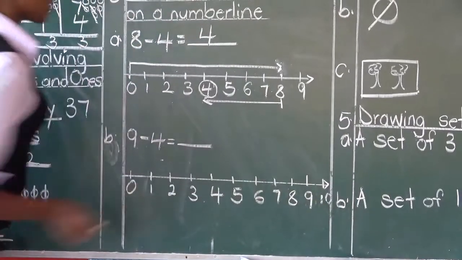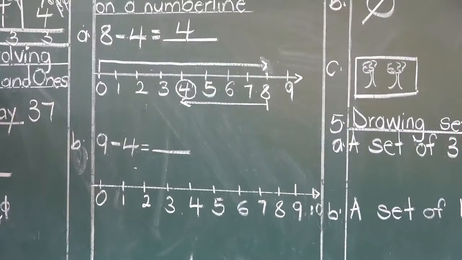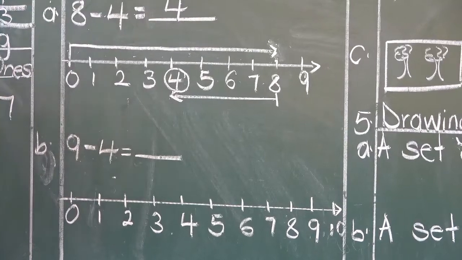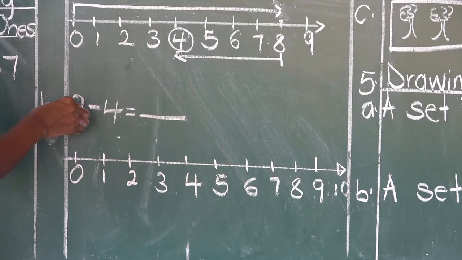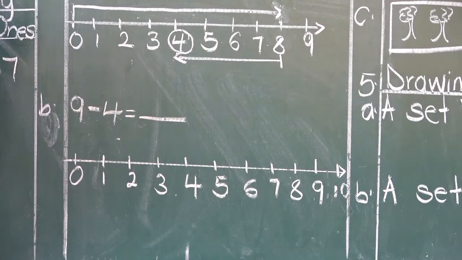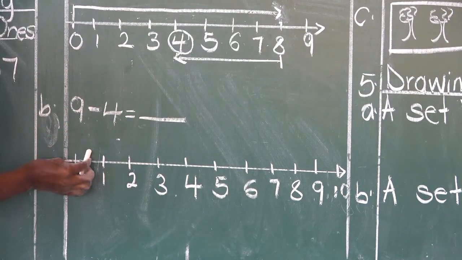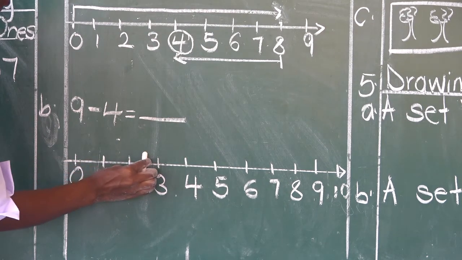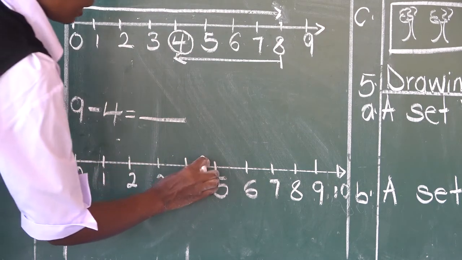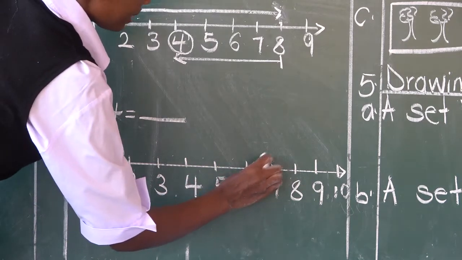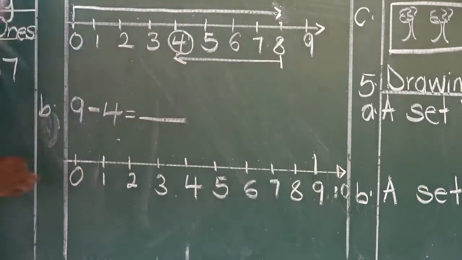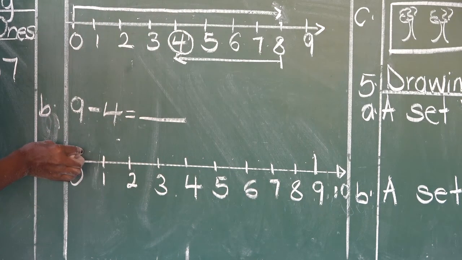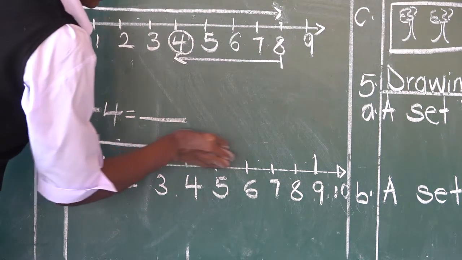Still under subtraction using the number line. We have 9 take away 4. We are going to count 9 steps. Let's first count those 9 steps before we draw our line. 1, 2, 3, 4, 5, 6, 7, 8, 9. We've stopped here where there is number 9. Now we are going to draw our arrow from 0 up to that number 9.